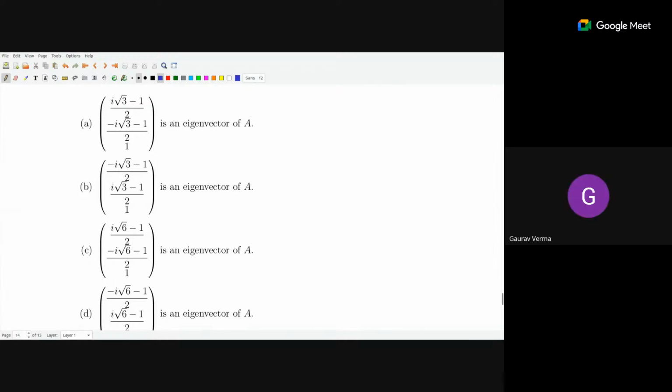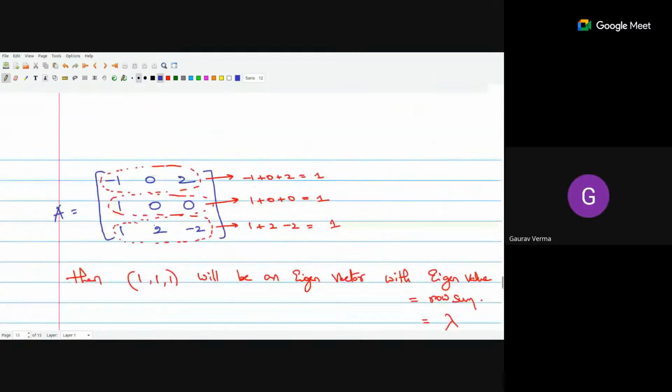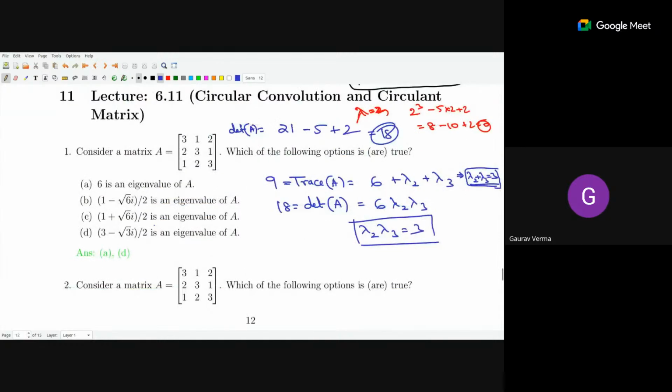Just one clarification, I'm not sure if I'm right or wrong here: while trying to find the eigenvalues, should we first reduce the matrix to reduced form, or should we directly apply A minus lambda I? No, you cannot reduce it. The matrix is given, right? If you row reduce, your matrix will change. Then even the eigenvalues will change. Correct.